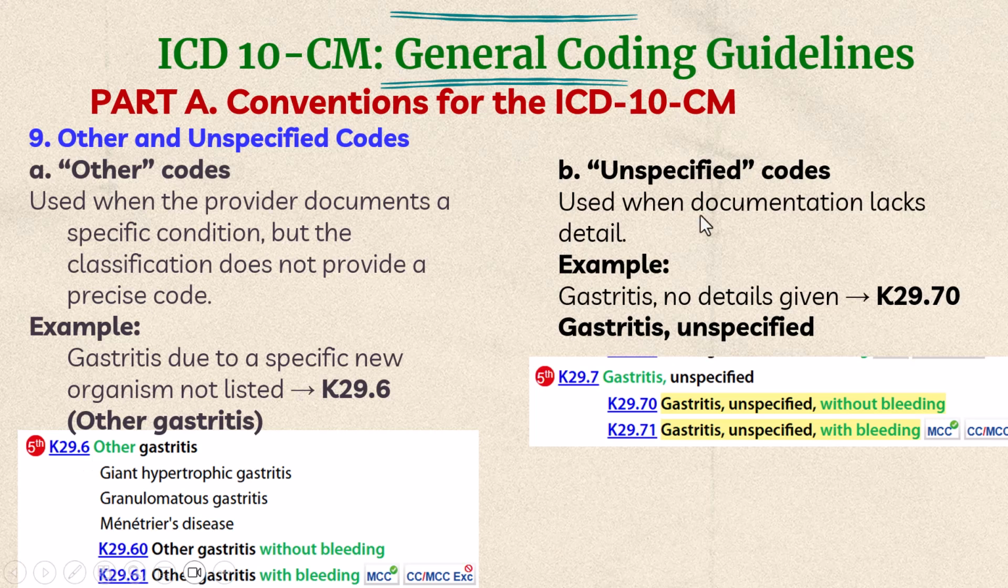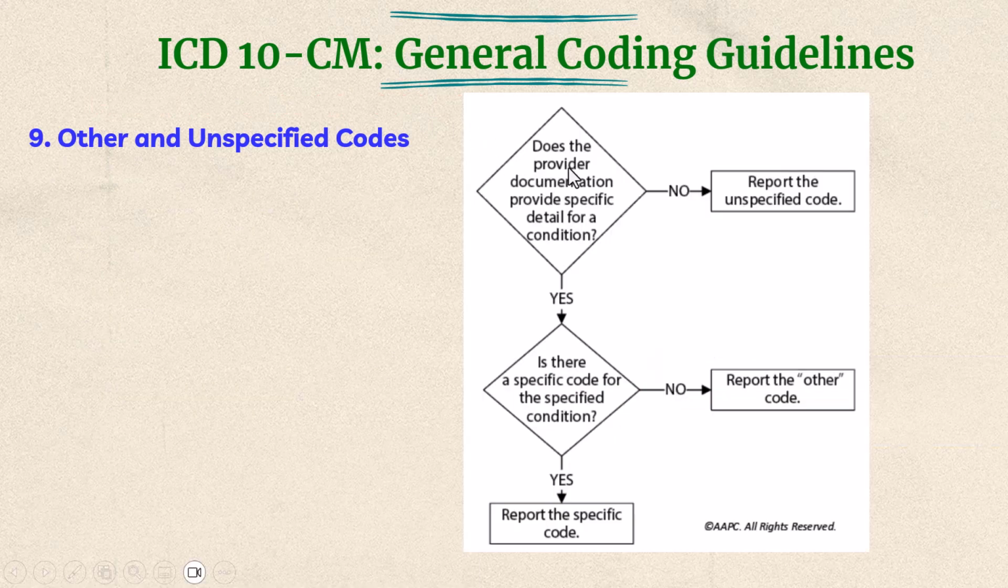Similarly, unspecified codes are used when documentation lacks details. For example, gastritis with no other details provided, so you can use K29.70, that is gastritis unspecified. So what kind of gastritis? There's no detail available, so you can use this code. So in summary, does the provider documentation provide specific detail for a condition? If it is no, report the unspecified code. If it is yes, is there a specific code for the specific condition? If it is no, report the other code. If it is yes, report the specific code. So you will understand when you do the examples.